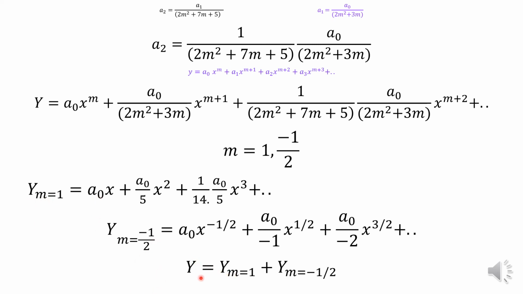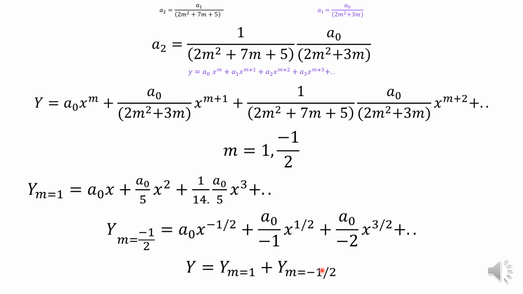So now y is equal to what? y is equal to y for m is equal to 1 plus y for m is equal to minus 1 by 2. So if you add up these two equations, y for m is equal to 1 and y for m is equal to minus 1 by 2, we can add them and find the value of y. So in this way, we can find the value of y.